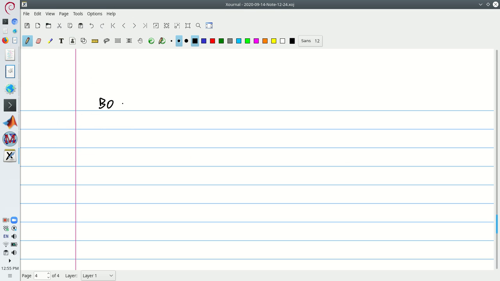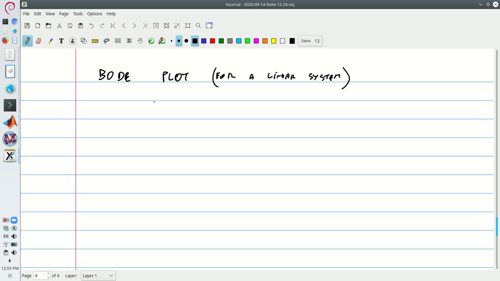So the Bode plot makes sense only for a linear system. For a linear system, the Bode plot is nothing but a plot that reports in a graphical way the result of our analysis.